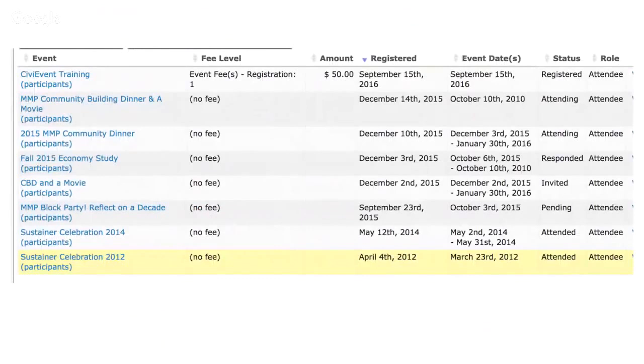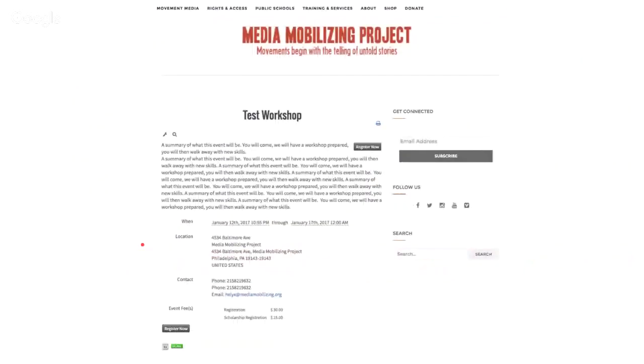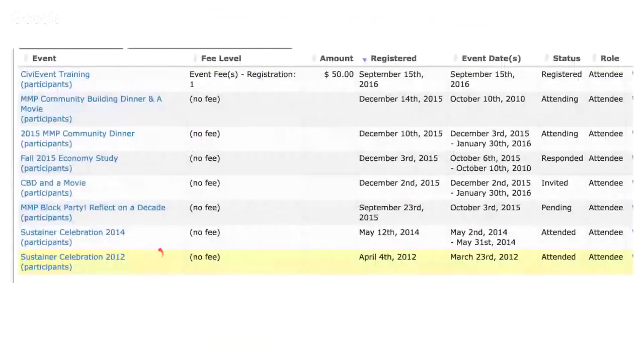We're able to track histories of people's relationships with our organization. So we can see an event history here of having attended multiple events over the last couple of years. So we see 2012, 2014, 2015, different events that this person has attended.